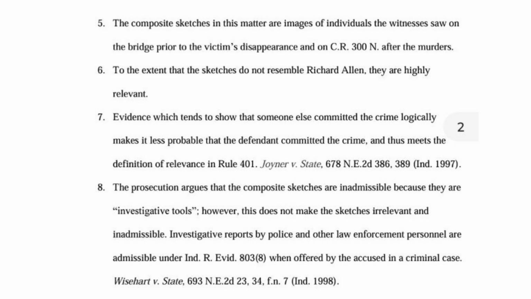7. Evidence which tends to show that someone else committed the crime logically makes it less probable that the defendant committed the crime and thus meets the definition of relevance in Rule 401, Joyner v. State, 678 NE2d 386, 389, Indiana 1997. 8. The prosecution argues that the composite sketches are inadmissible because they are investigative tools. However, this does not make the sketches irrelevant and inadmissible.